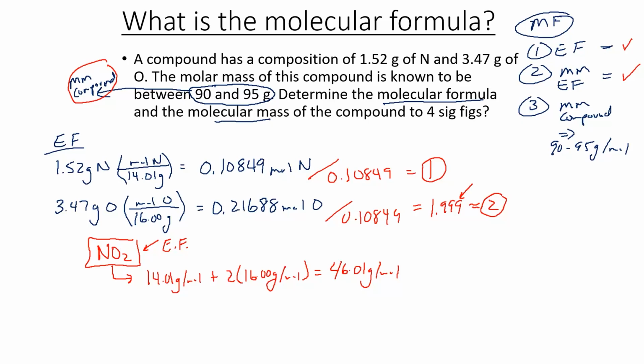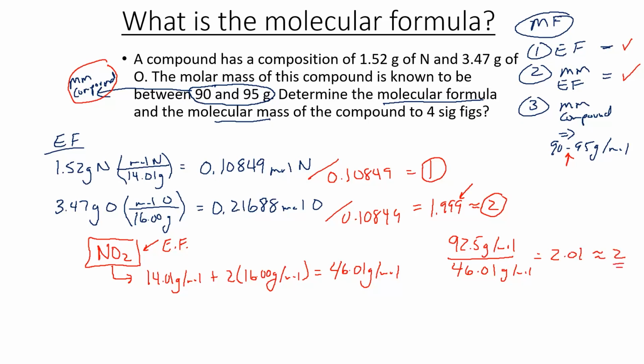So taking that middle road of 92.5 grams per mole, divided by the empirical formula's molar mass, in this case of 46.01, going to give us approximately here about 2.01, which obviously is very close to 2 in this case.